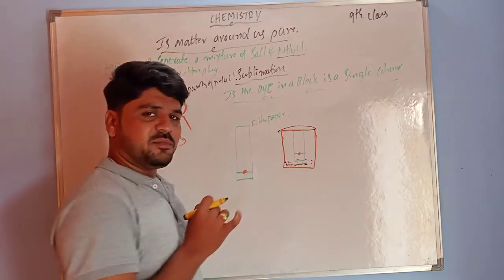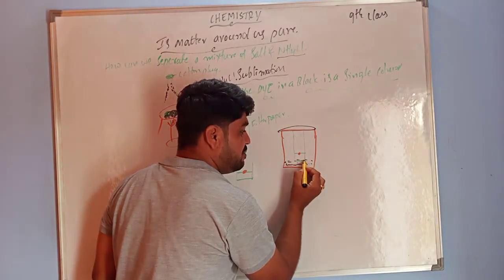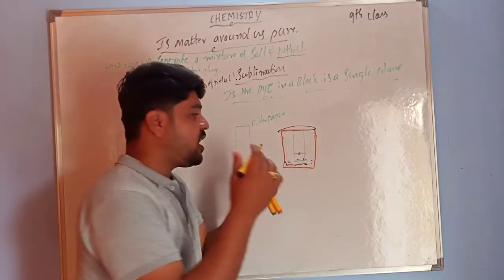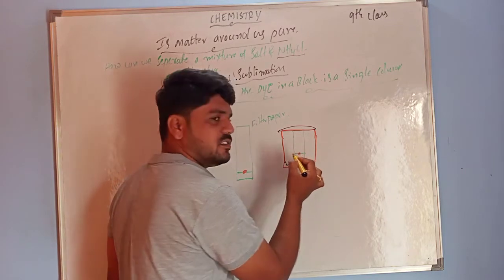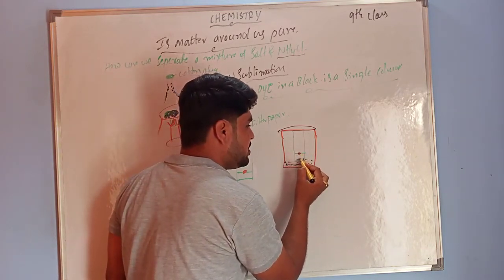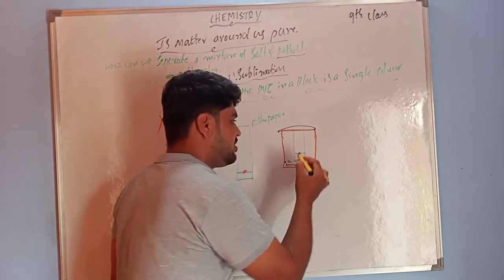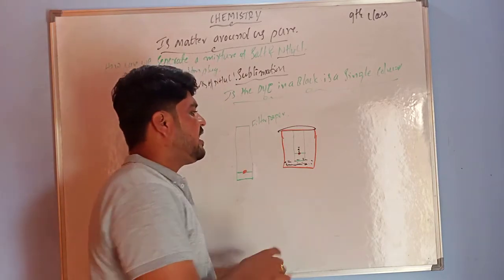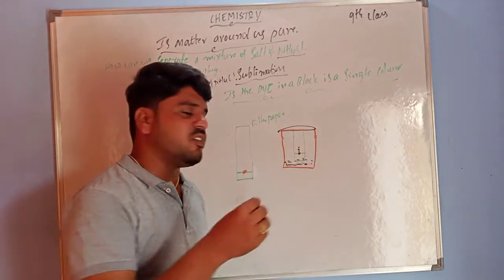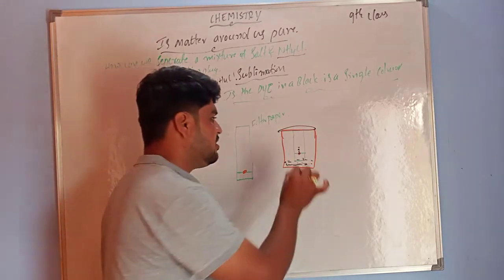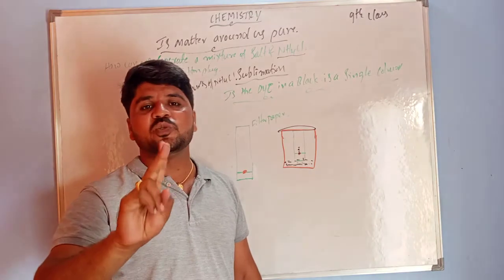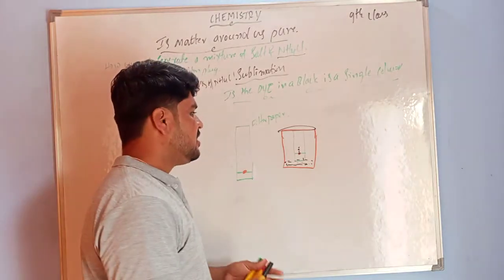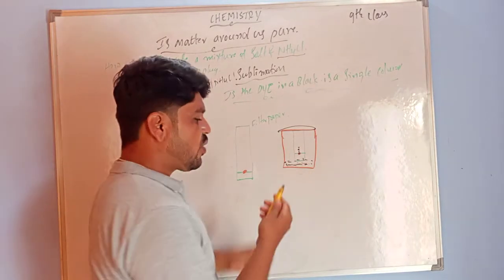Okay? So what happens? The filter paper absorbs the water. When the water rises up, the ink particles also rise with the help of water. From this we can observe multiple colors on the filter paper. Why? Because this ink contains two or more colored components. That's why we call this type of technique chromatography.